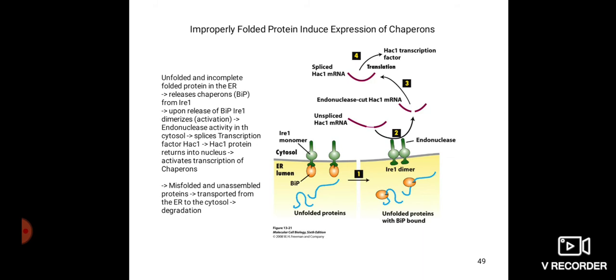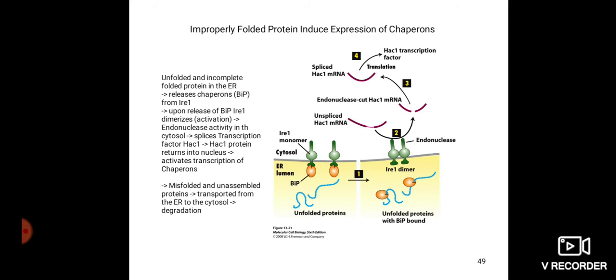So first the protein gets unfolded, and incompletely folded proteins get into the endoplasmic reticulum. Once they get into the endoplasmic reticulum, the chaperonin BIP is going to get released from a protein called IRE1. And once BIP gets released, this BIP is going to unfold the proteins, meaning it is going to completely linearize that particular protein, acts as a chaperonin, and also activates this IRE1 protein.